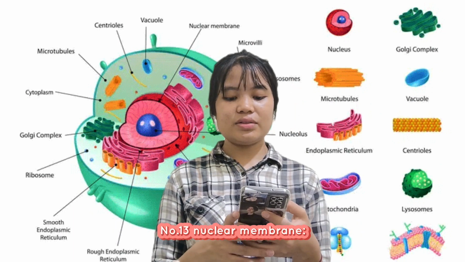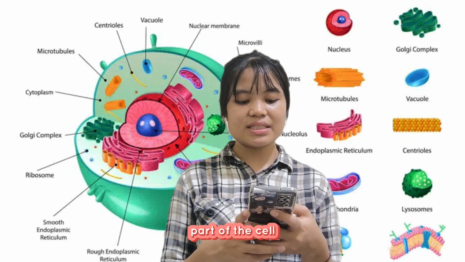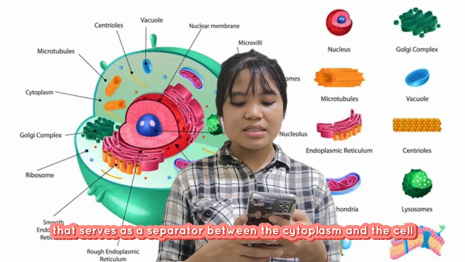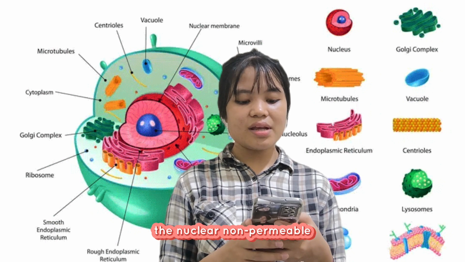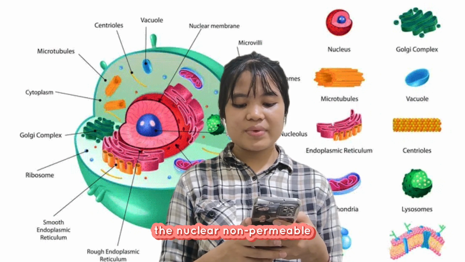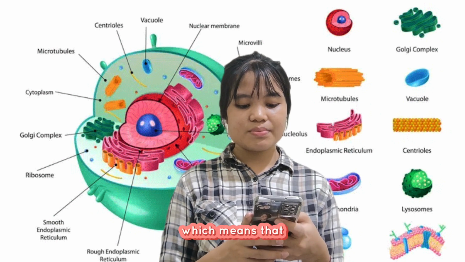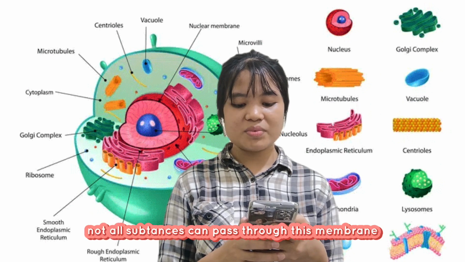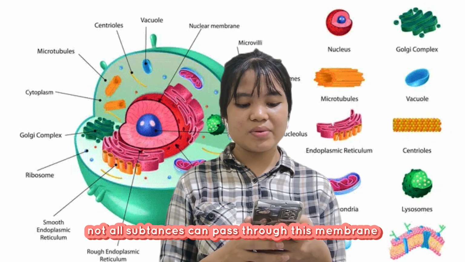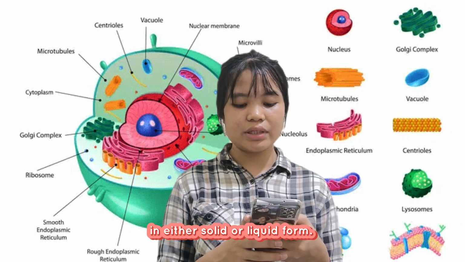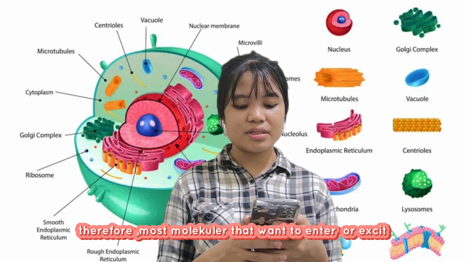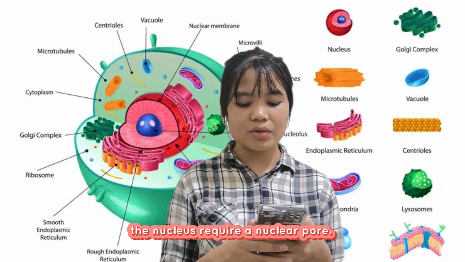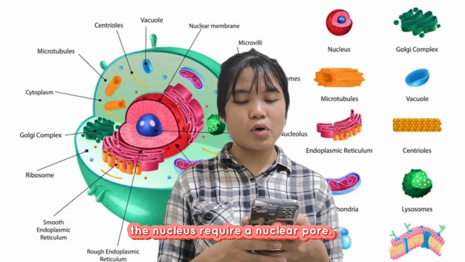And number 13, nuclear membrane, part of the cell that serves as a separator between the cytoplasm and cell nucleus. The nuclear membrane is not permeable, which means that not all substances can pass through this membrane in either solid or liquid form. Therefore, substances that want to enter or exit the nucleus pass through the nuclear liquid and nuclear pores.